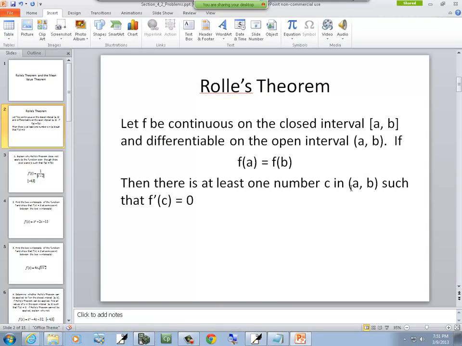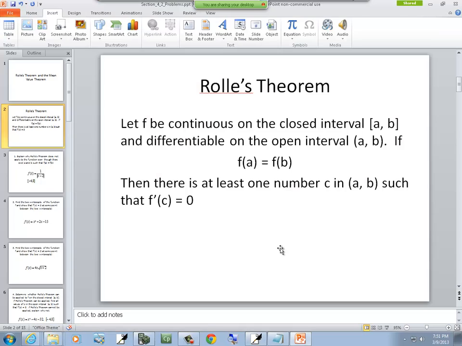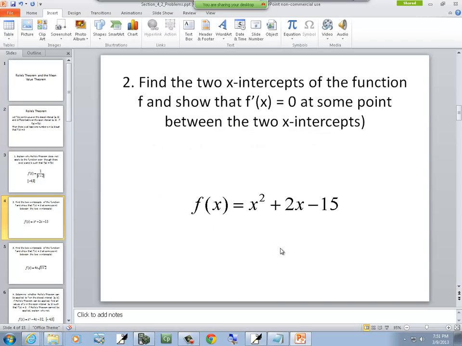Then this has at least one number such that f prime of c is equal to 0. And we found that number, negative 1. But these are our answers. I think that's the only thing they're asking. Find 2 x-intercepts and show that f prime of x is equal to 0 at some point. So we did that.